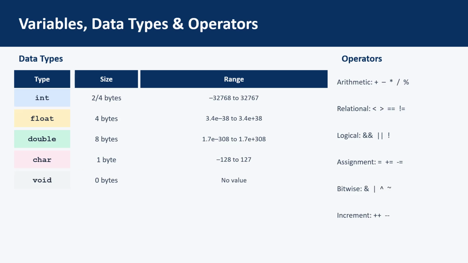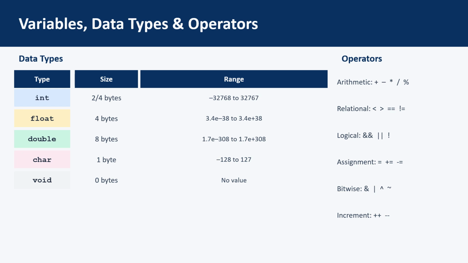The seventh slide is variables, data types, and operators. C provides 5 fundamental data types. The int type stores whole numbers and typically occupies 2 or 4 bytes. The float type stores single precision decimal numbers in 4 bytes. The double type stores double precision decimal numbers in 8 bytes. The char type stores a single character in 1 byte, and void represents the absence of any value.